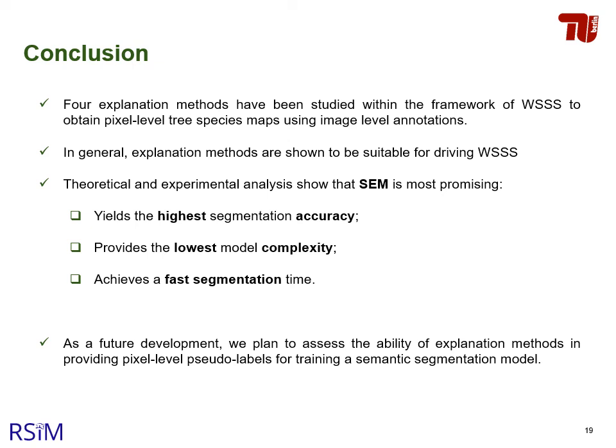So in conclusion, we examined 4 explanation methods within the framework of weakly supervised semantic segmentation to obtain tree species maps using image level labels. Our results showed that all explanation methods can be viable for weakly supervised semantic segmentation. However, the results showed SEM to be the most promising of the 4, as it yielded the highest segmentation scores, had a low model complexity, and achieved a fast segmentation time.